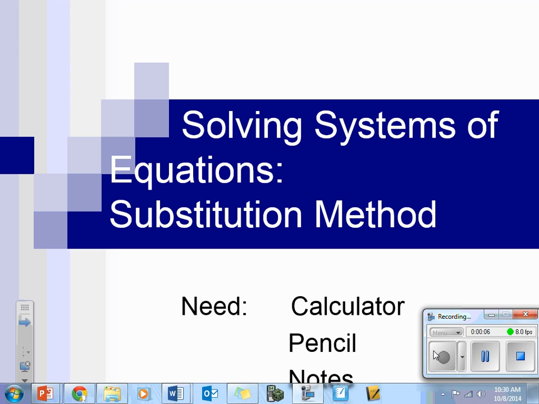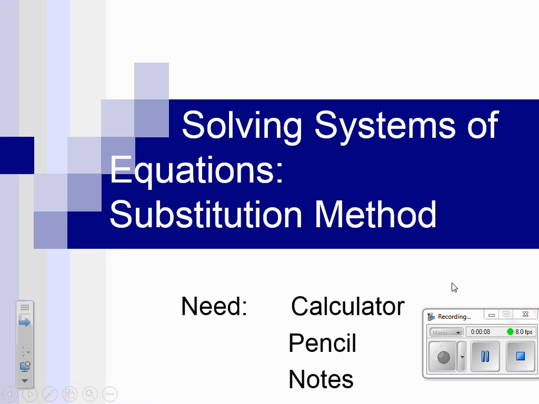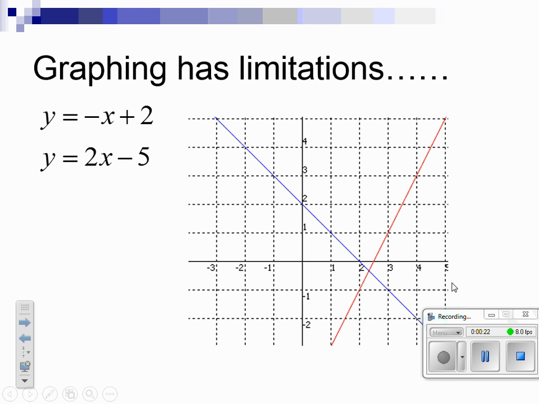Yesterday in class we did the graphing method. We graphed two lines and found out where they intersected, and their intersection was a point, an x comma y. So today we're going to talk about how we do this algebraically. Graphing has some limitations, so let's talk about a little bit of those limitations.